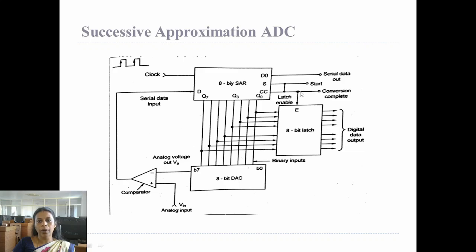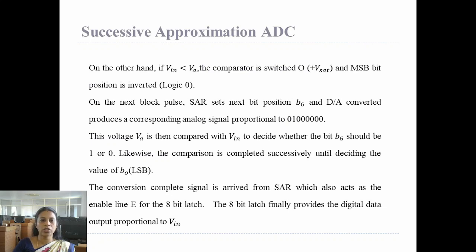That is done by means of a conversion complete signal. So once it is completed, that particular value is the digital data equivalent to the analog signal. That is done by means of a successive approximation type analog to digital converter. Here the conversion is complete by the array of the SAR, which also acts as the enable line for the 8-bit latch.